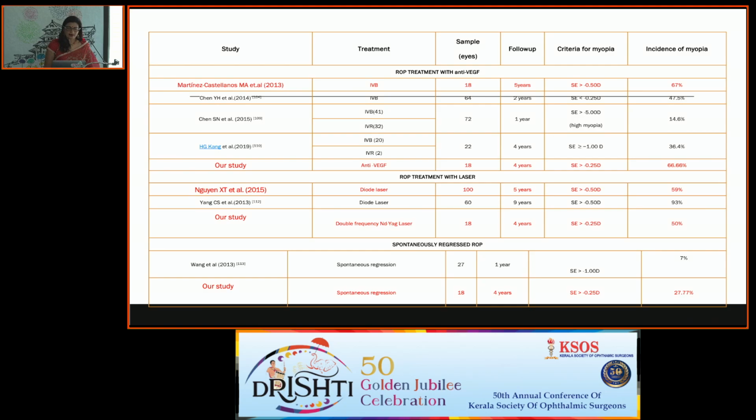Now let us look at the comparison. If you look at the anti-VEGF treatment, we have similar findings to the other studies, a very high incidence of myopia with anti-VEGF alone. If you look at the laser study, the incidence again is 50%, similar to other studies.